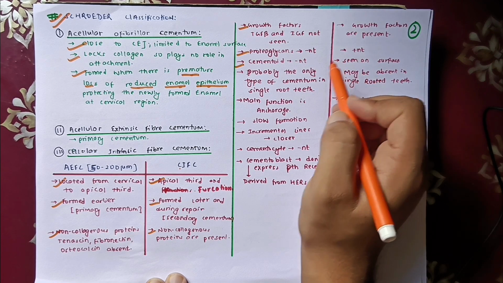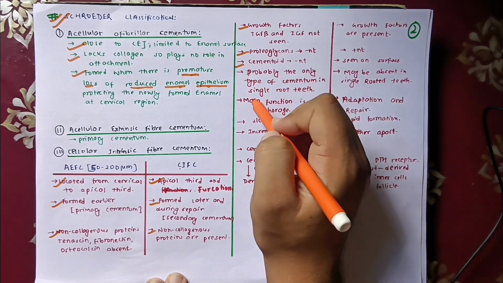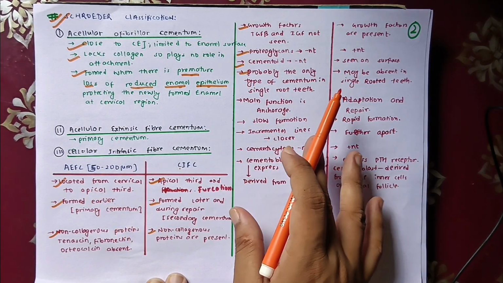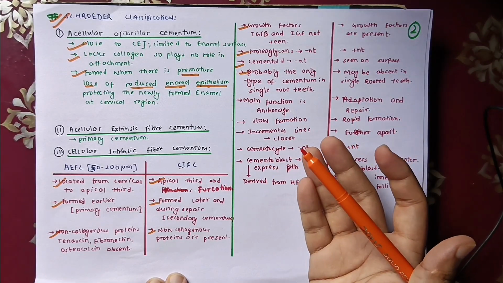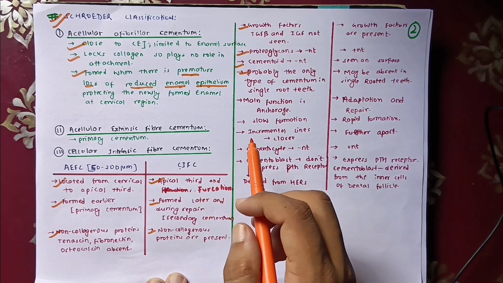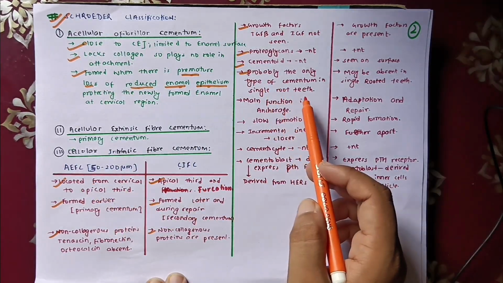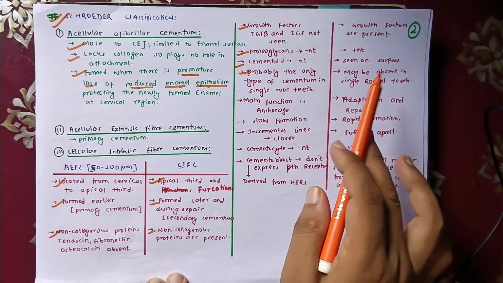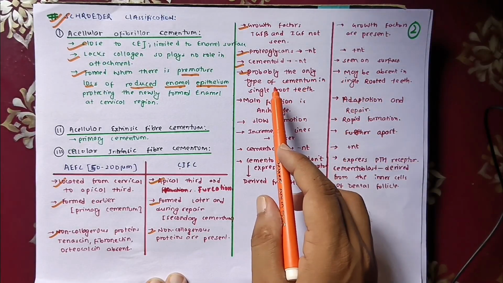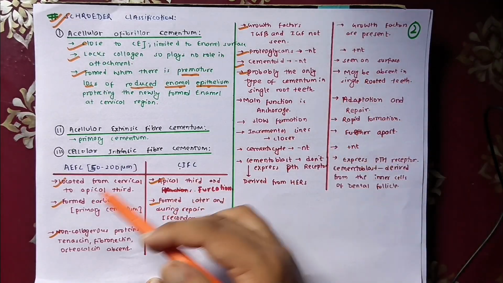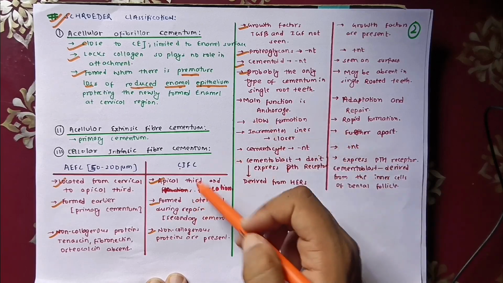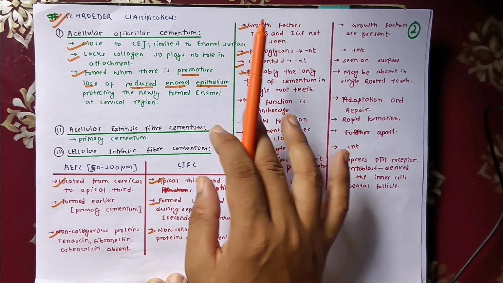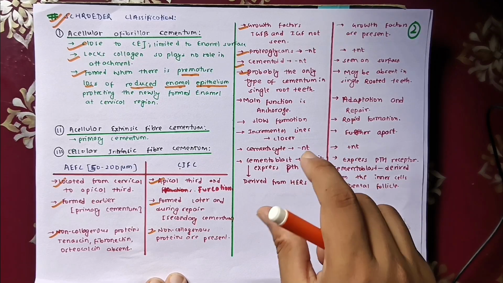Okay, now another point: probably the only type of cementum in the single rooted tooth. In the single rooted tooth mostly AEFC is present, but at the apical region CIFC is present. So mostly there is AEFC in the single rooted tooth, though CIFC may also be present. So it is quite a comparison type of difference. Similarly, AAC, acellular afibrillar cementum, is also present there. The thing you should focus on is to take just the concept.